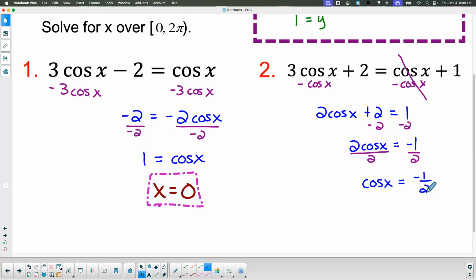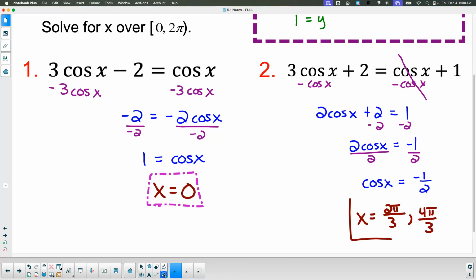So now we've got to go to the unit circle, and we say to ourselves, self, where on the unit circle, first positive lap, is cosine equal to negative 1/2? 2 pi over 3? Is that it? Where else? 4 pi over 3? And both of those are the answers.